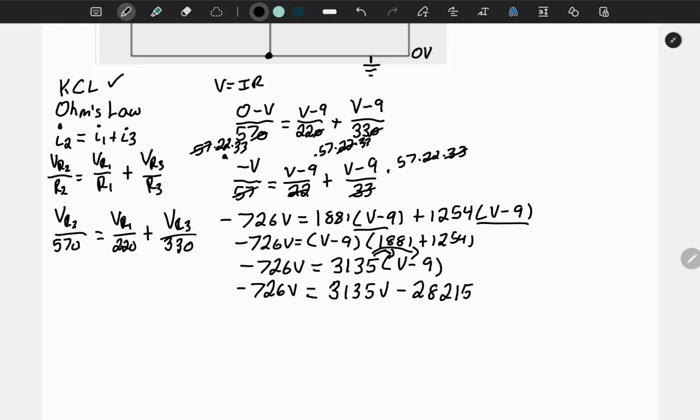To solve for a variable, you've got to get all your variables on the same side. So subtract 3135V from both sides. Negative 3861 V is equal to negative 28,215. To solve for V, we just divide both sides by 3,861.